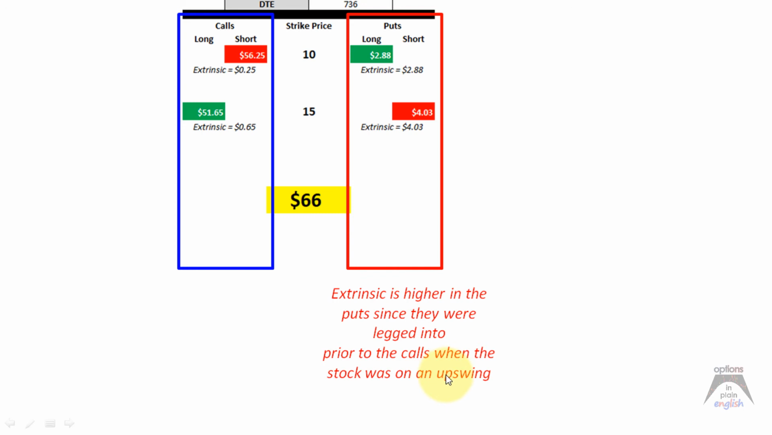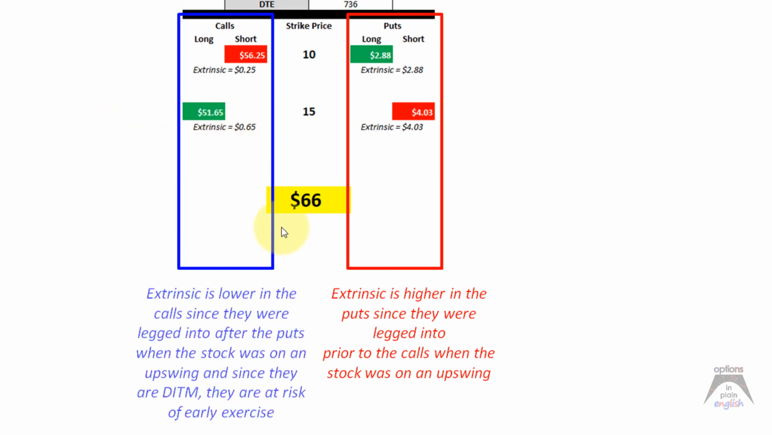Because the stock was going higher, if you put on your puts first, buying this one and selling this one, before it went even higher, then they're going to be closer to at the money, and the extrinsic is going to be significant. These ones, if they were traded into later, are going to be very far from the at the money, so the extrinsic is going to be very little, which is what we're seeing here.